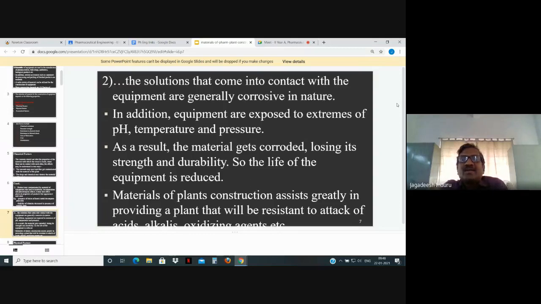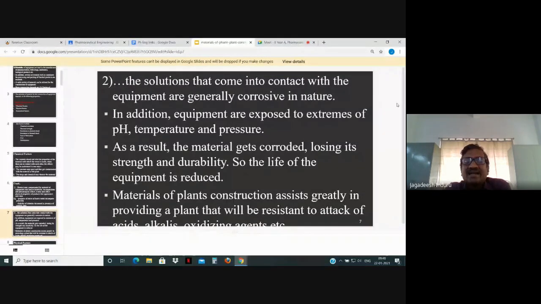The solutions that come into contact with equipment are generally corrosive in nature. In addition, equipment is exposed to extremes of pH, temperature and pressure. Because of that, the material gets corroded and loses its strength and durability. So the life of the equipment is reduced. We need to purchase new equipment, which involves capital expenditure. Again, it is going to be a problem, so we need to avoid it.